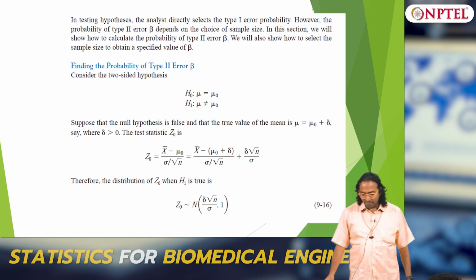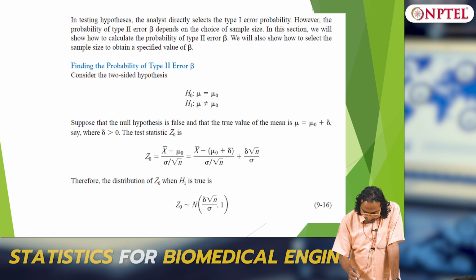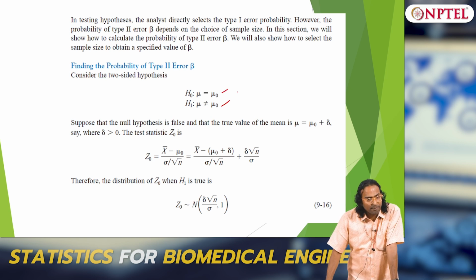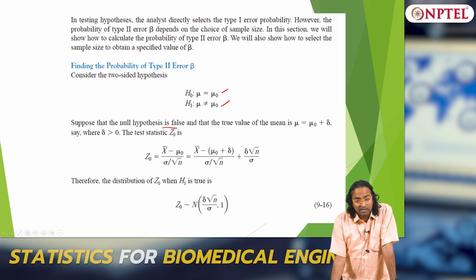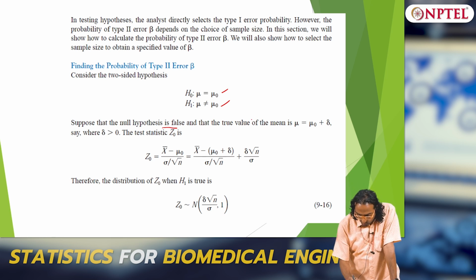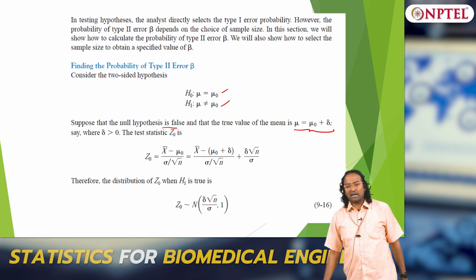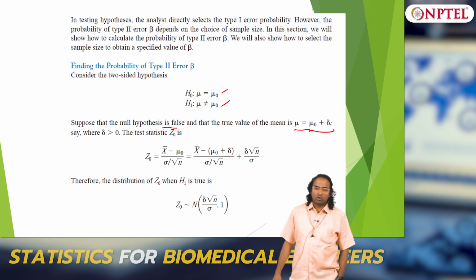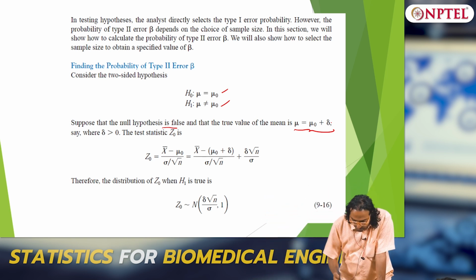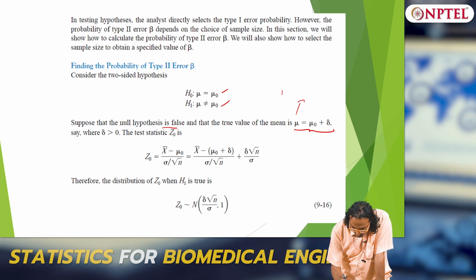You have your null hypothesis, mu equals mu naught, and your alternate hypothesis. Now suppose that the null hypothesis is false and the true value of the mean is mu equals mu naught plus delta. So what is my truth? Remember, I have to make an assumption about the truth. To calculate type 2 error you need an assumption about the truth.